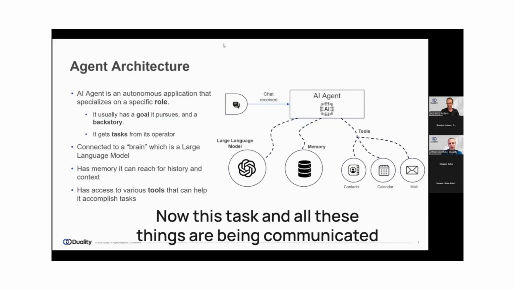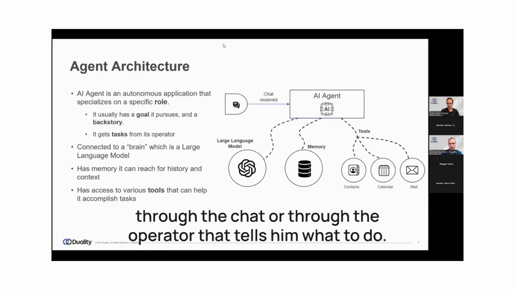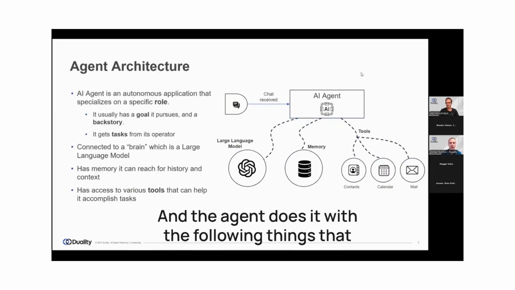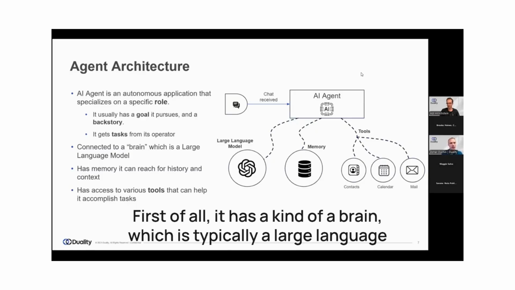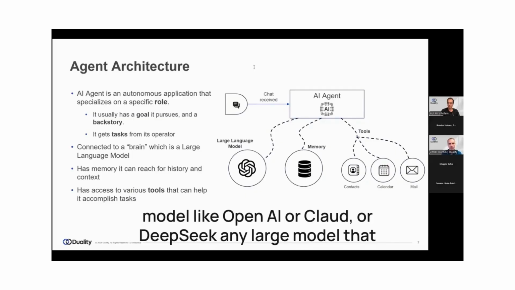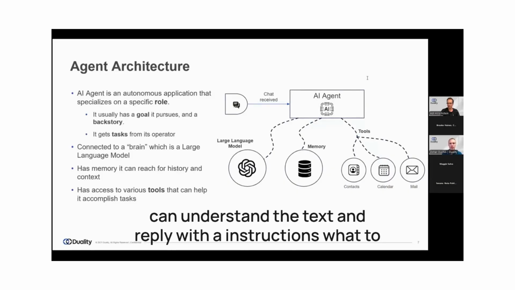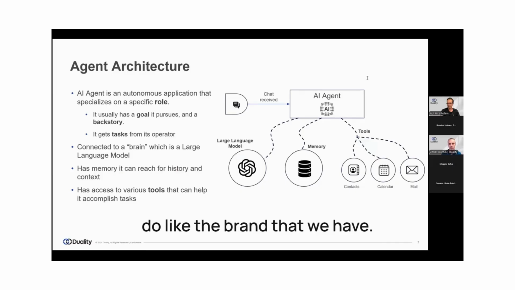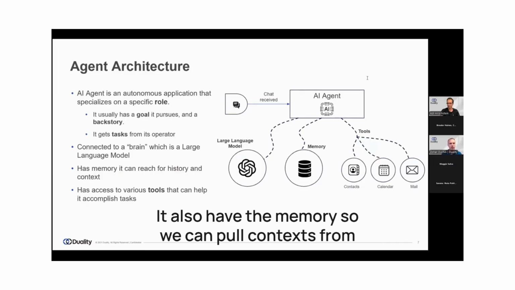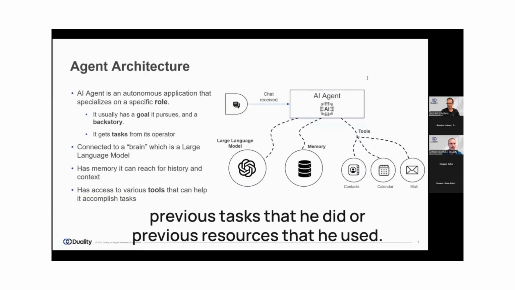Now, this task and all these things are being communicated through the chat or through the operator that tells him what to do. And the agent does it with the following things that Lee mentioned before. First of all, it has a kind of a brain, which is typically a large language model like OpenAI or Claude or DeepSeek, any large model that can understand the text and reply with instructions what to do, like the brain that we have. It also has the memory, so we can pull contexts from previous tasks that he did or previous resources that he used.